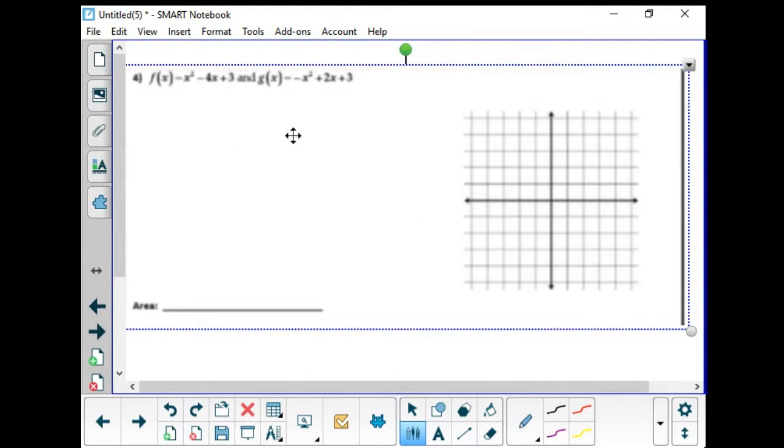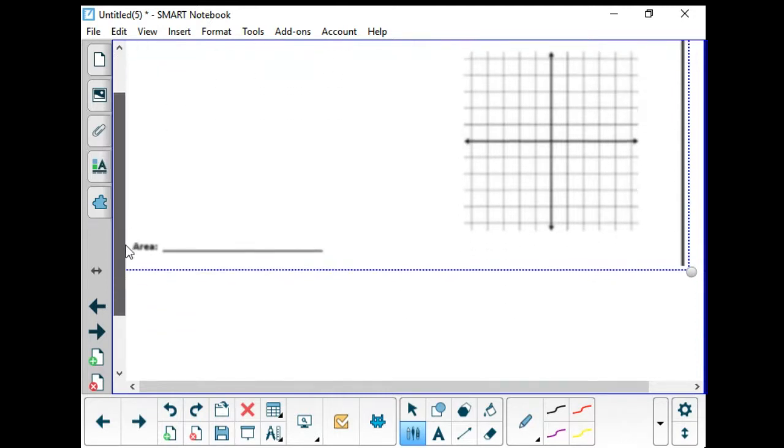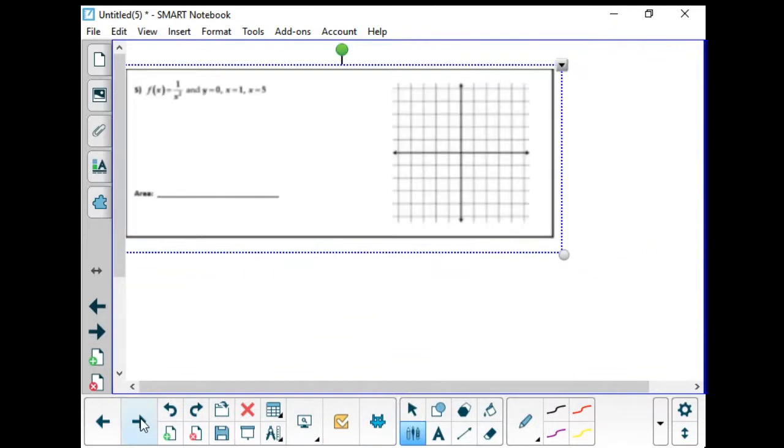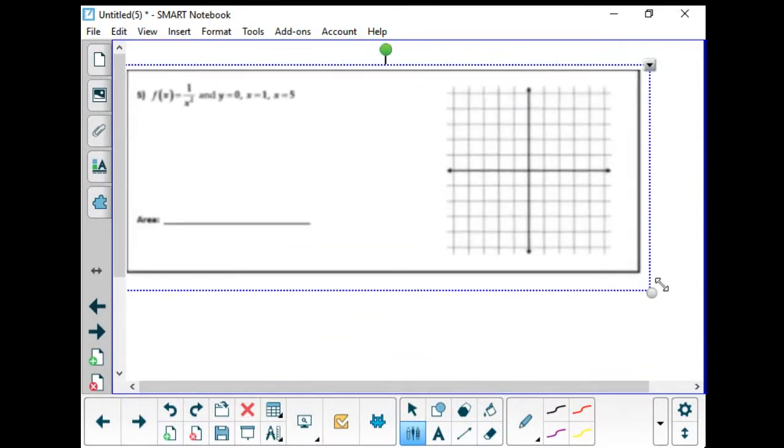It's two parabolas. Definitely graph this on our calculator and see that we've got a regular parabola and an upside down parabola, and that helps you figure out that this one is on the top because it's upside down. That's pretty similar to problem number 3. I want to go ahead and do problem number 5 to wrap things up.